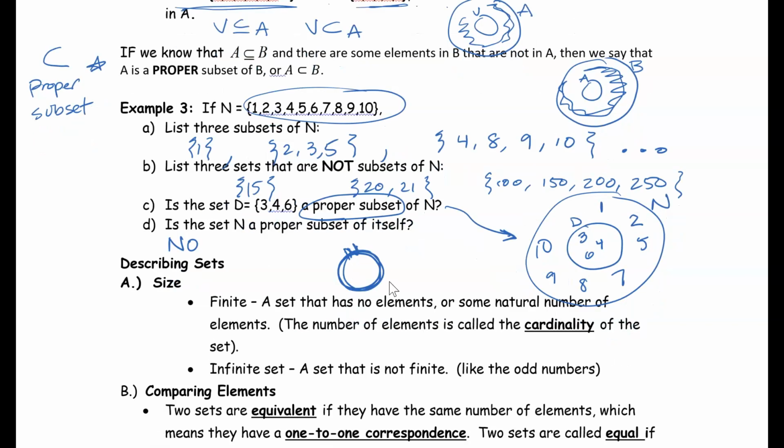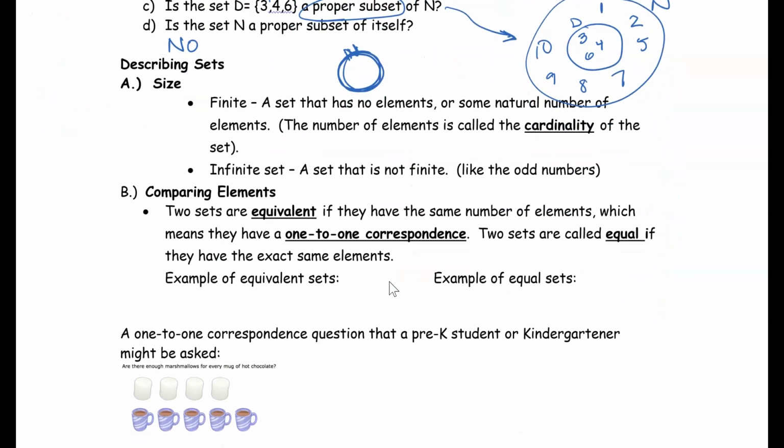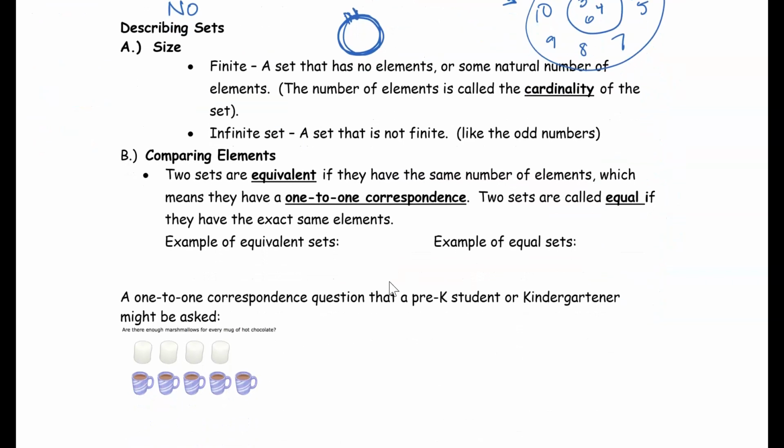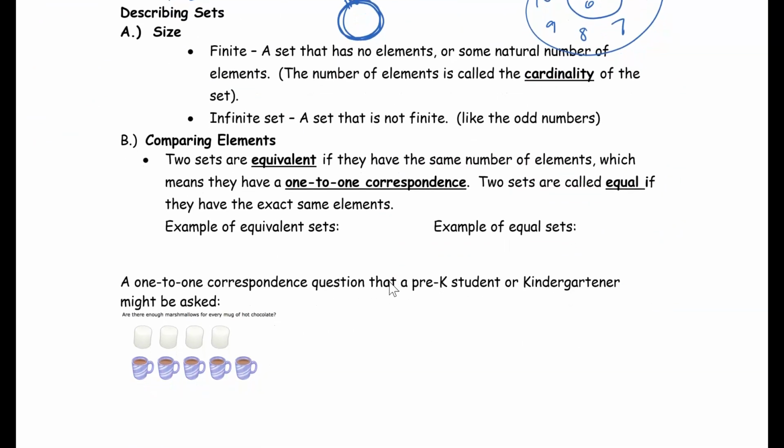There we go. Okay, so what else can we describe about sets? So we can describe the size. Some sets are finite, meaning they have a specific number of elements. They don't go on forever and ever. So 1, 2, 3, 4 is a finite set. The number of elements is called the cardinality. For example, I'll call this set W. The cardinality of set W is 4 because it has 4 elements.